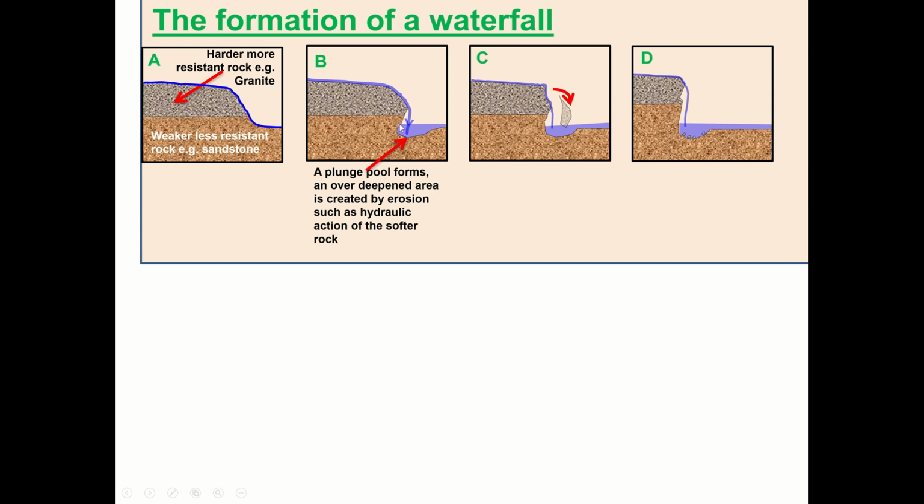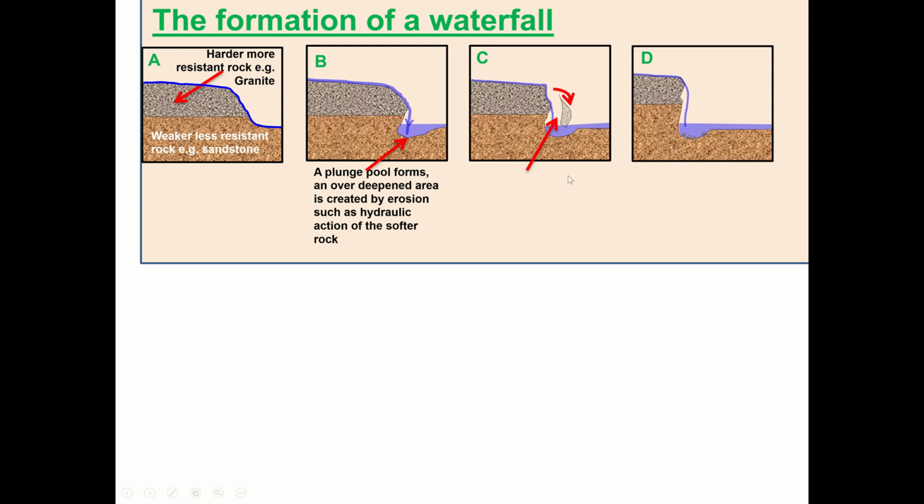Okay, the other processes that will be working in there will be things like abrasion, where rocks flow down in the river water, get stuck in the plunge pool, get swirled around and crack bits off at the base of the plunge pool. Over time, what that will do is create an overhang, because the water will erode the softer, less resistant rock like sandstone, and that will undercut the hard rock above.